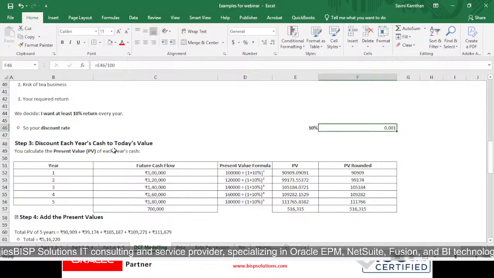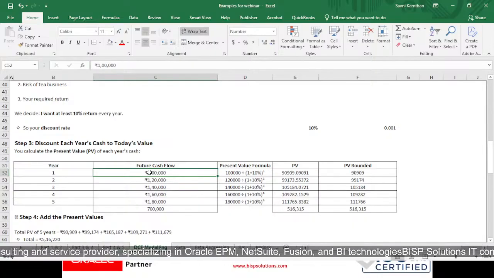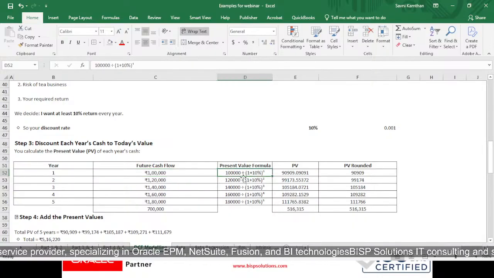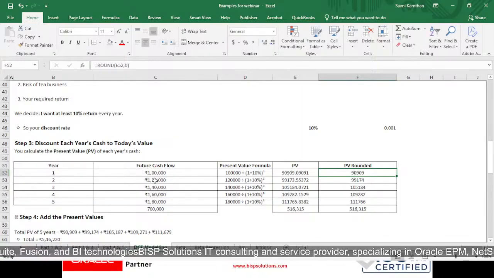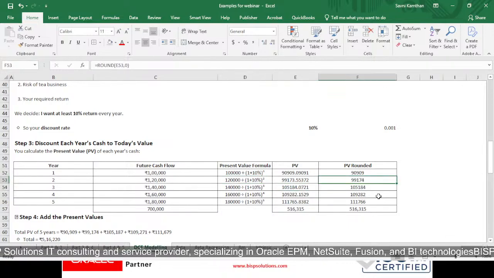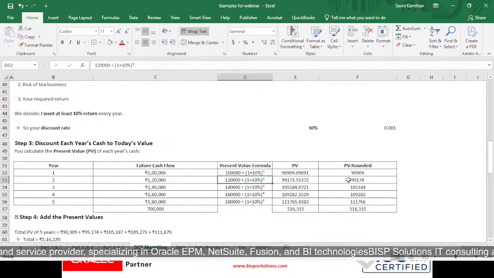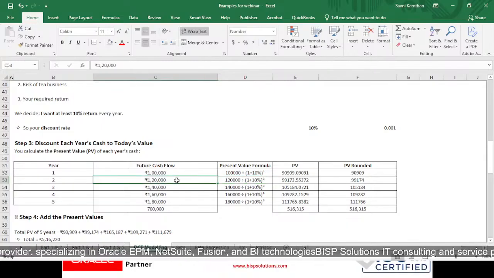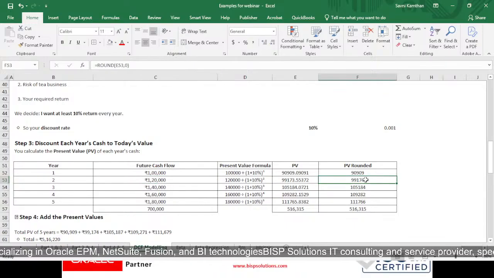So if I want to discount each year's cash to today's value, so if I am getting 1 lakh rupees, and I use my present value formula, what I will be doing is 1 lakh divided by 1 plus 10% to the power of 1. So I will be getting my present value as 90,909, right? Then 1,20,000 will be divided by 1 plus 10% to the power of 2 for 2 years. So I will be getting 99,174. So that is the future cash flow, what I am thinking, but my present value will be this.